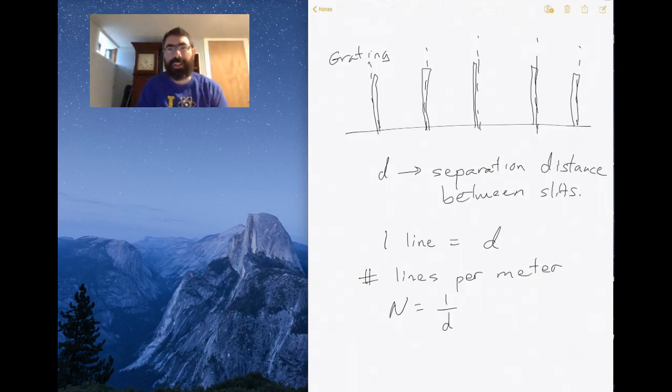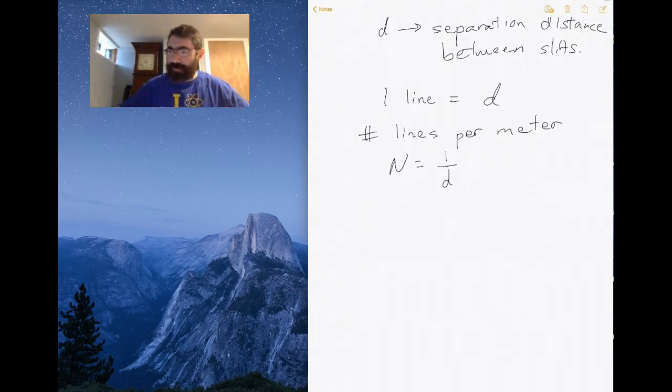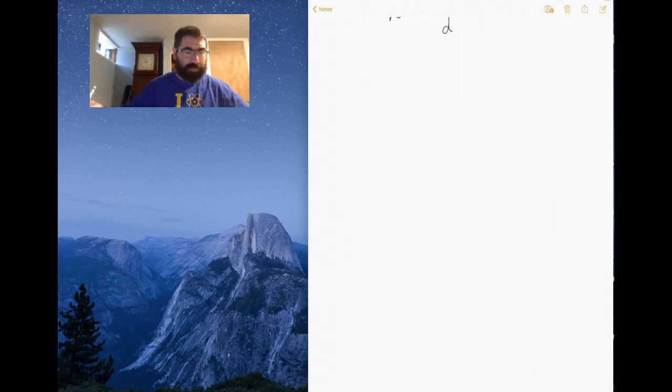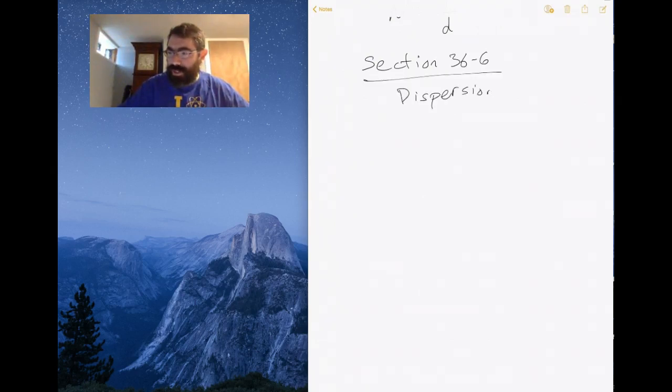So a lot of times in diffraction gratings, they are given not by the slit separation, but by how many lines you can put inside of, say, a centimeter or a millimeter. Whatever unit is most convenient. Okay, so the interesting thing now, and this leads us to section 36.6, is what we call dispersion and resolving power.